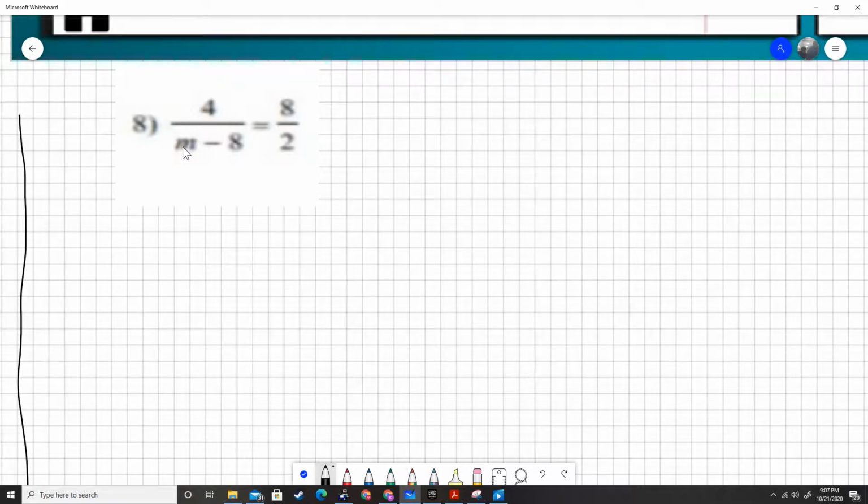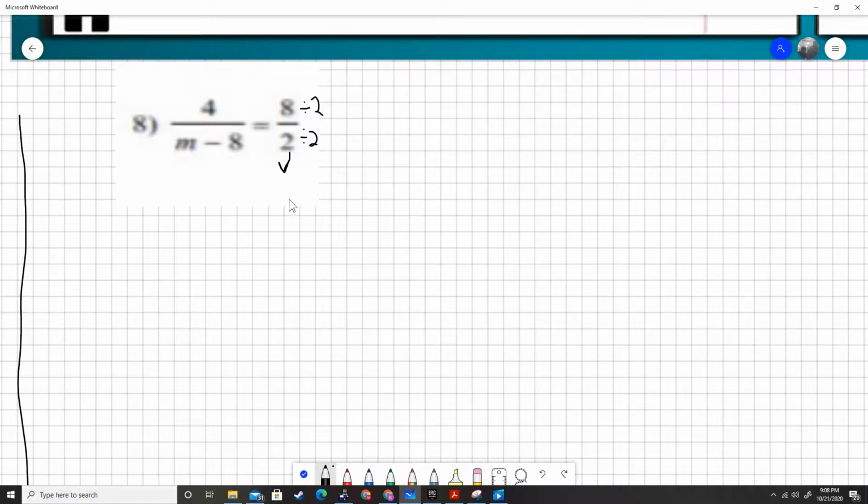We have 4 over m minus 8 equals 8 over 2. Now, both of these fractions are equal to each other when we reduce it down, when we divide everything down. So let's take a look at our numerators. I know that if I reduce this down here, it is going to be equal to whatever is over here. So let's take a look at our fraction here. Let's see if we can reduce what we have. So I know I can divide 8 and 2 both by 2. So let's go through and reduce that.